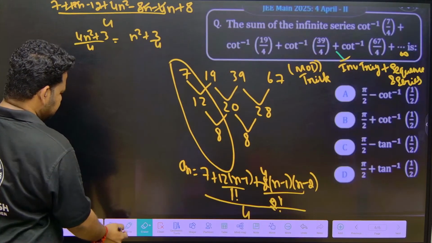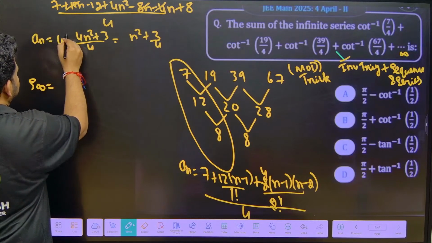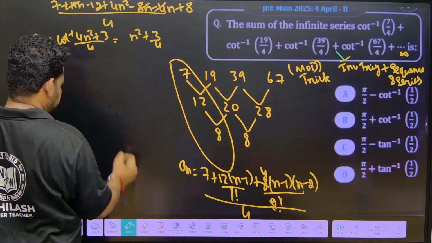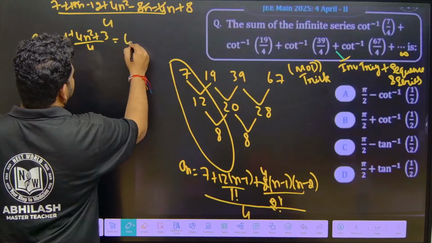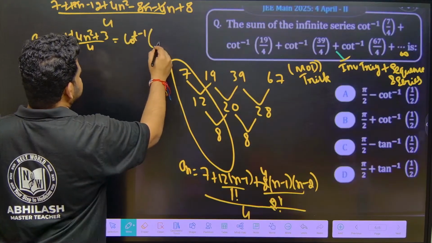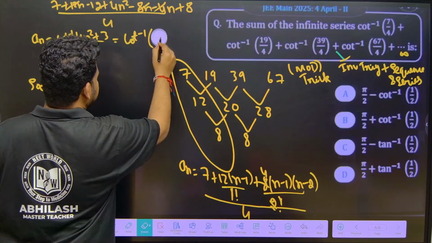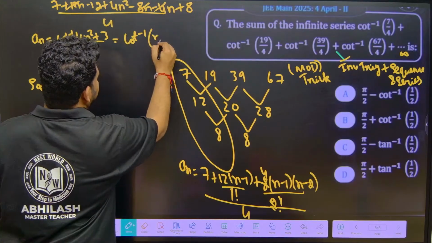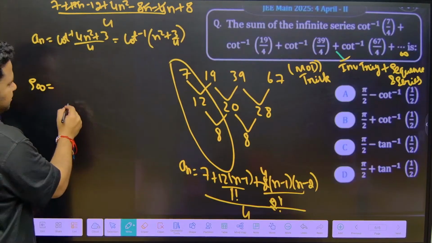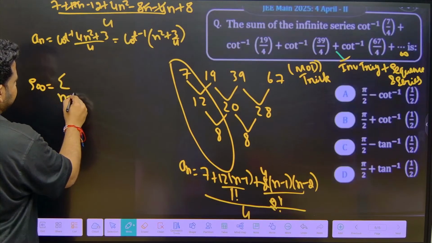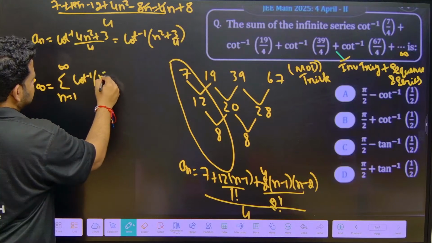So this should become an is equal to cot inverse of 4n square plus 3 by 4. If I separate and divide it, I will get cot inverse of n square plus 3 by 4. So the sum of an infinite number of terms means summation of n running from 1 to infinity of cot inverse of n square plus 3 by 4.